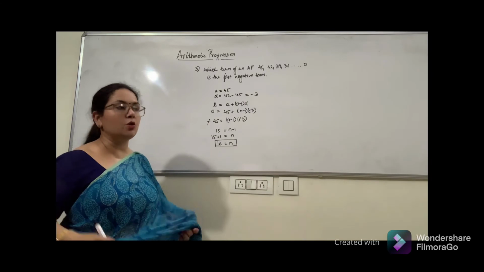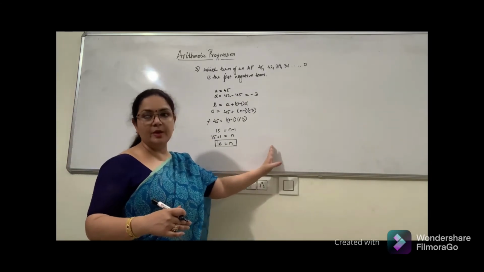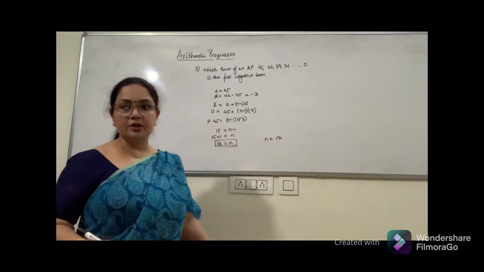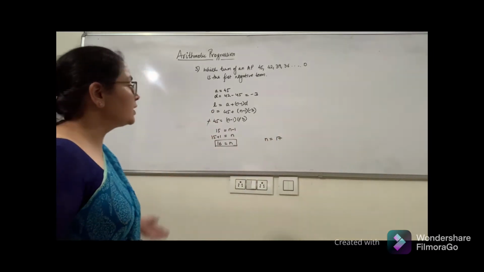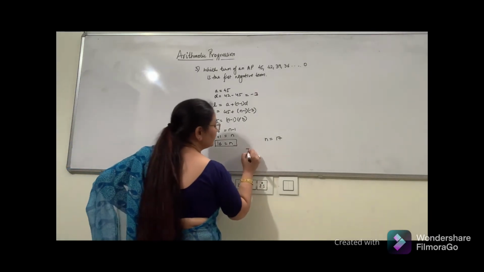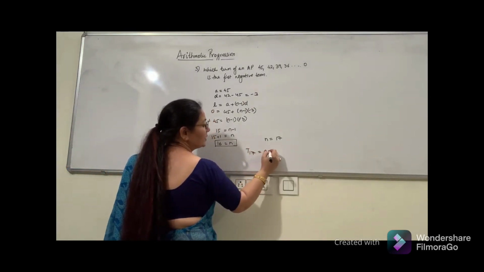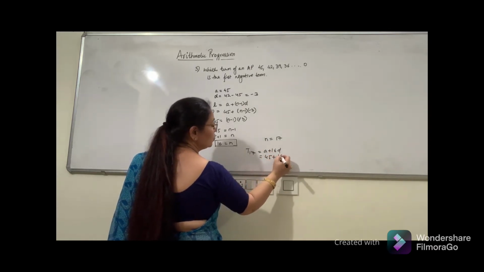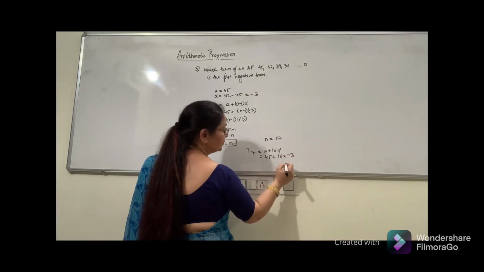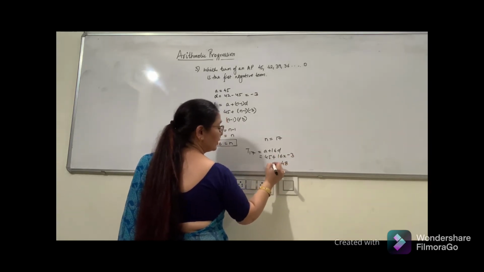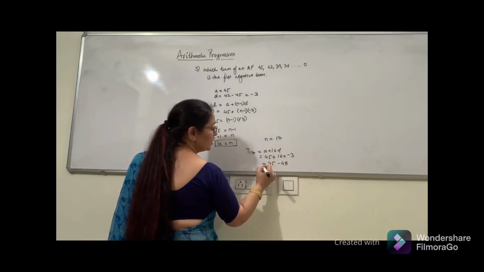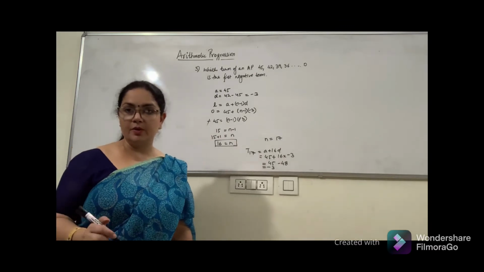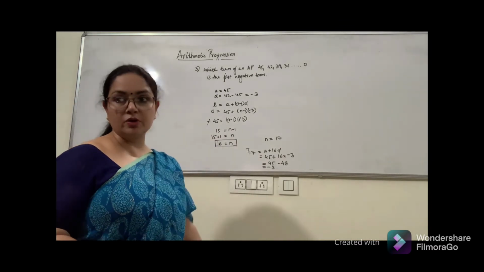When the 16th term is 0, obviously the very next term will be negative. So my answer will be n equal to 17. So the 17th term of this AP will be negative. Let us find out the 17th term. What will be the 17th term of this AP? T17 will be A plus 16D. A is 45 and 16D is 16 into minus 3, that is minus 48. So 45 minus 48, T17 will be minus 3. Okay, I hope you understand. Pause the video to note it down.